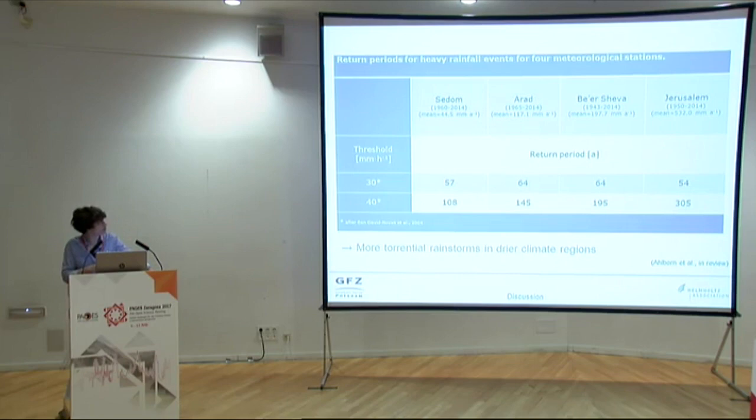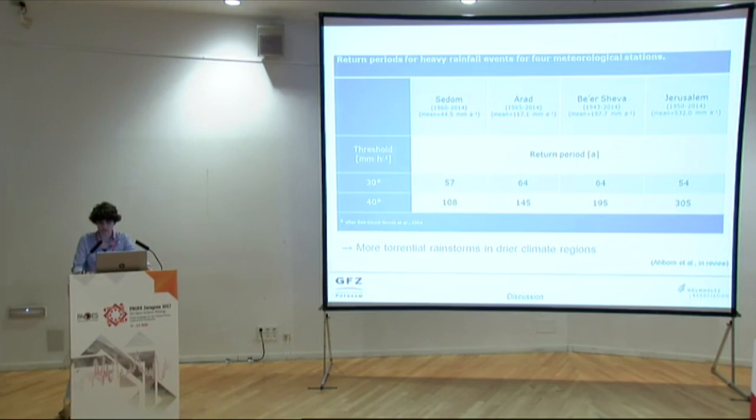Here is the annual rainfall in Sedom, Arad, and here Jerusalem, and a threshold for our heavy rainfall events, which trigger debris flows. And I introduced to you the lower threshold of 30 millimeters, and this is a minimal threshold. And if this threshold is exceeded, 20% of the first and second order streams will produce debris flows. If we meet an even higher threshold of 40 millimeters, observations show that almost all first and second order streams will produce debris flows. Then a colleague of mine calculated the return period for rainstorms exceeding this threshold at these four stations, and we see that the return period is lower in the driest station compared to the moistest station, and we find again more torrential rainstorms in drier climate regions and can confirm our late Holocene findings with modern data.